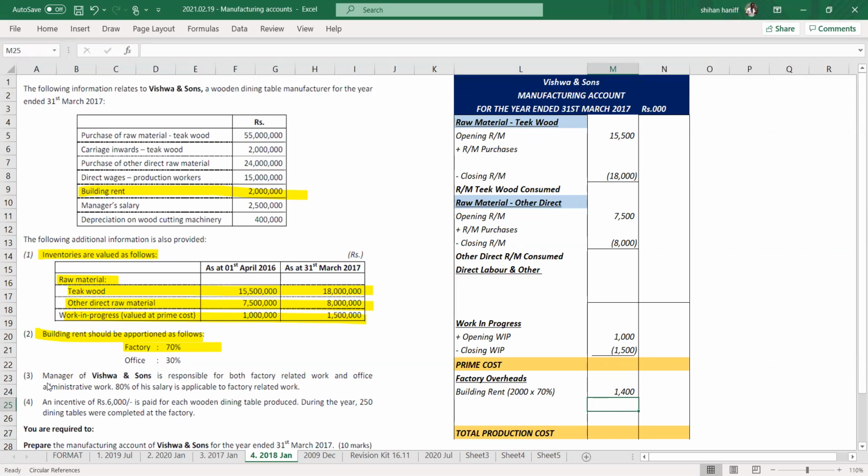Next, the manager of Vishwa and Sons is responsible for both factory-related work and office administrative work. 80% of his salary is applicable to factory-related work. Manager's salary, only 80%. Manager's salary is 2,500. So we take 80%, 2,000.